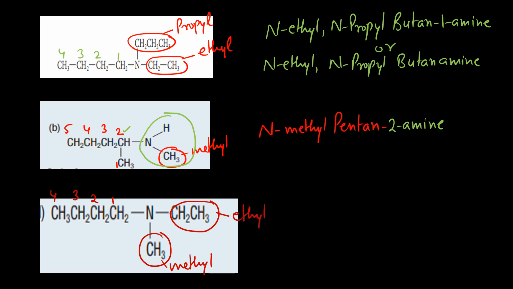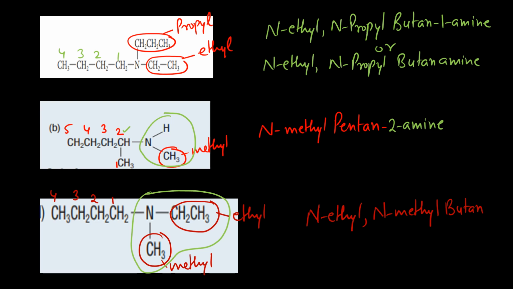So let's write down. It's going to be N-ethyl, because we have to write alphabetically. So N-ethyl, then N-methyl. How many carbons we are having here? 4. So it's going to be written as butane. Again, as here you can see the amine group, this whole is known as amine group, which is attached with the first carbon. So it's going to be written as butane amine, or you can write butane 1-amine.